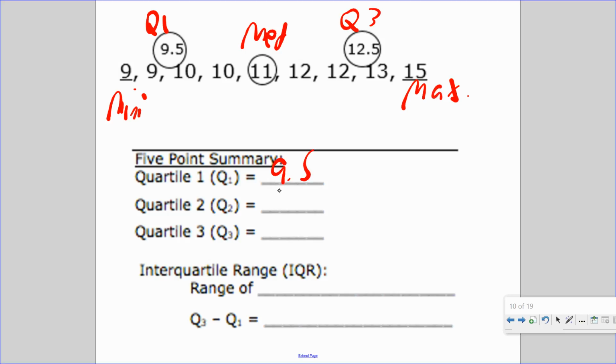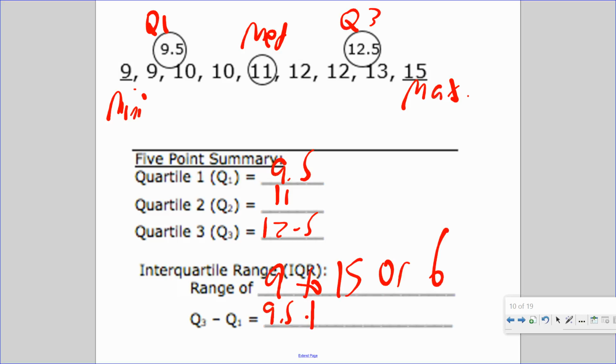So Q1 is 9.5. Median, or Q2, is 11. Median of the upper half is 12.5. So it ranges from 9 to 15, or 6. And what is the difference of the quartile? It's ranged from 9.5 to 12.5, or if you subtract that, that's a difference of 3.